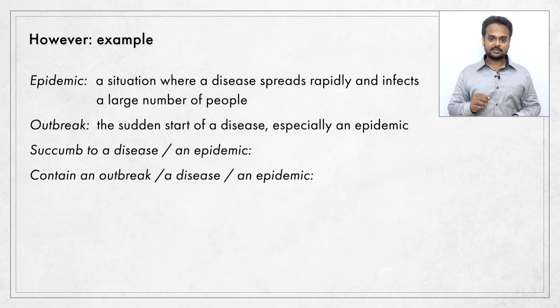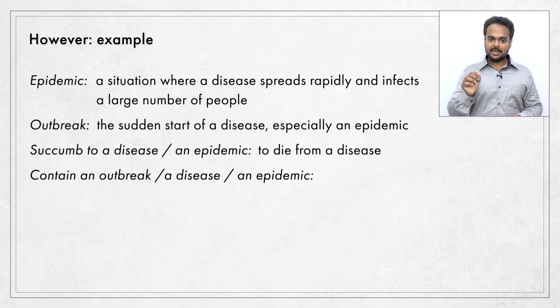The second word is outbreak. This refers to the sudden start of a disease. In our example, the outbreak of the epidemic. Next is succumb. The B at the end is silent, so it's pronounced succumb. This is a more formal, more academic word, which means to die from a disease. So if a person succumbs to a particular disease, then they die because of that disease.